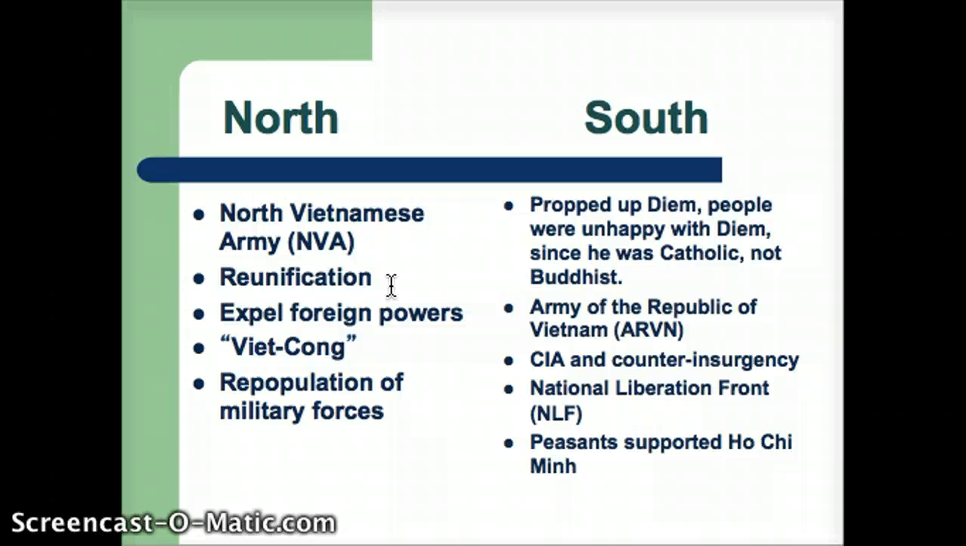On the flip side, the South propped up Diem. Unfortunately, the people weren't happy with Diem because he was Catholic and not Buddhist. That caused a lot of rifts and protest. So you can see how the South is starting to dwindle, and its tensions, not only with the North but even with the United States, are starting to come up in an uproar. The army was the Republic of Vietnam. And the peasants, as I said, began to support Ho Chi Minh.